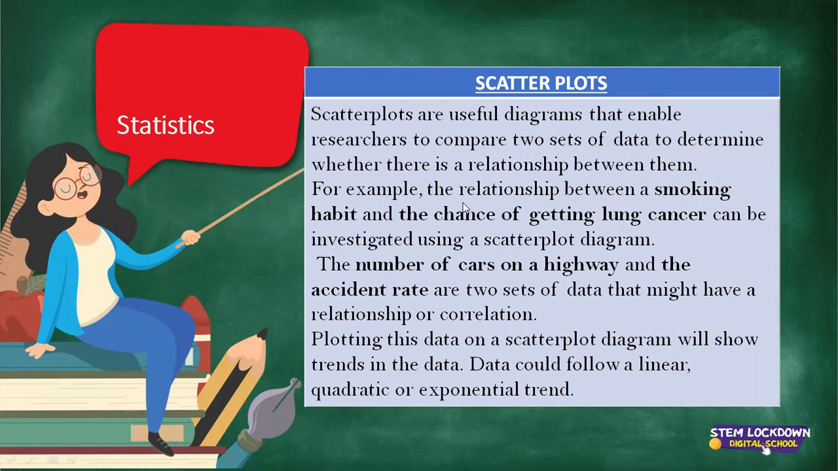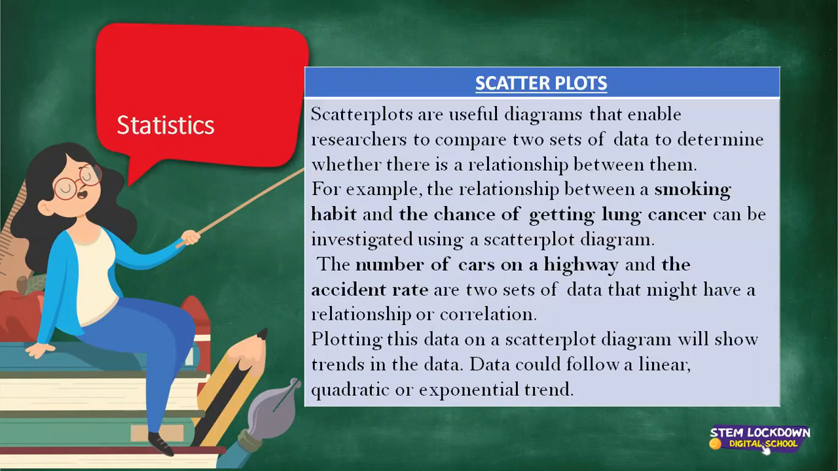So what is a scatter plot? Scatter plots are useful diagrams that enable a researcher to compare two sets of data to determine whether there is a relationship between them. So we're saying a scatter plot is a sort of diagram that is used to check if there's a relationship between two variables, between two events. You use a scatter plot to see if there is a relationship between them.